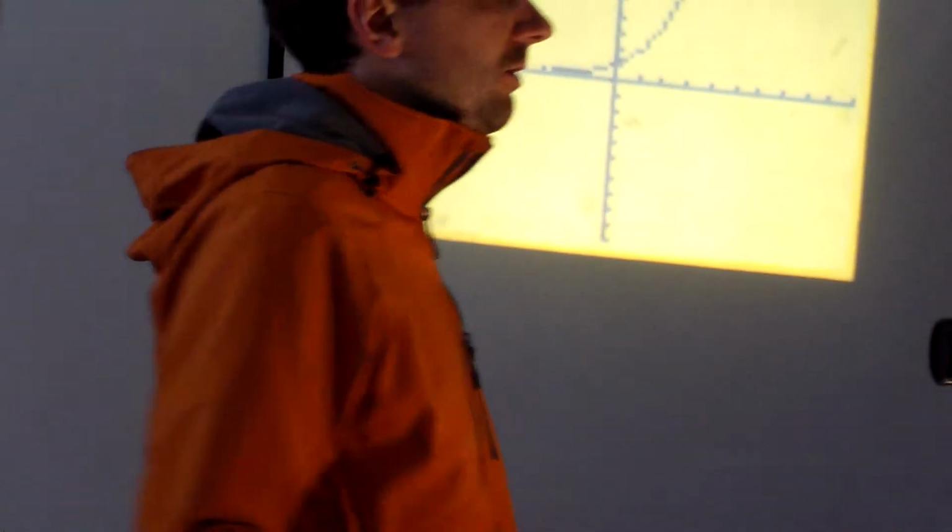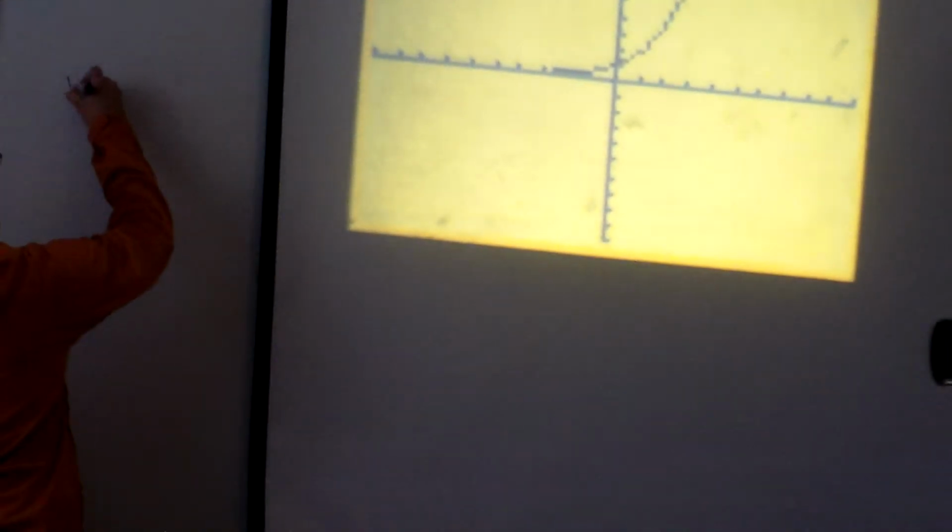Don't graph like that though. And we graph it. And we come up with this. Now, even if you don't have a calculator, even if you don't have something that can do this, all you need to do is create a table of values, x and y.